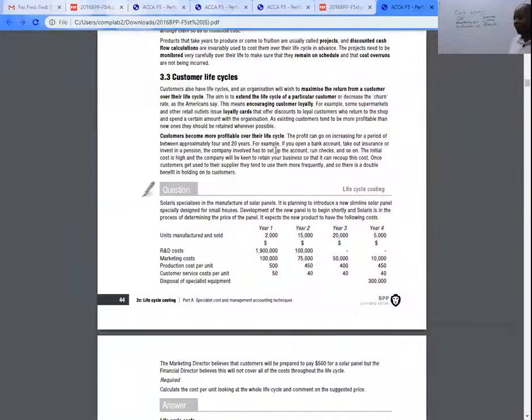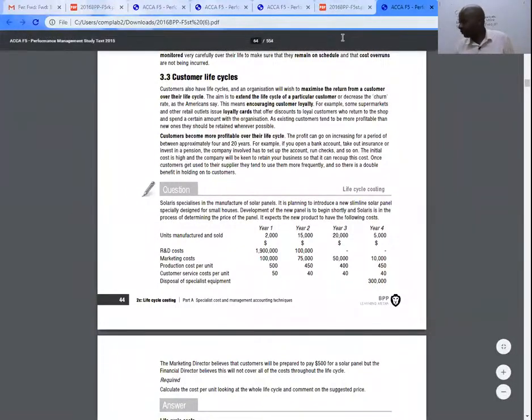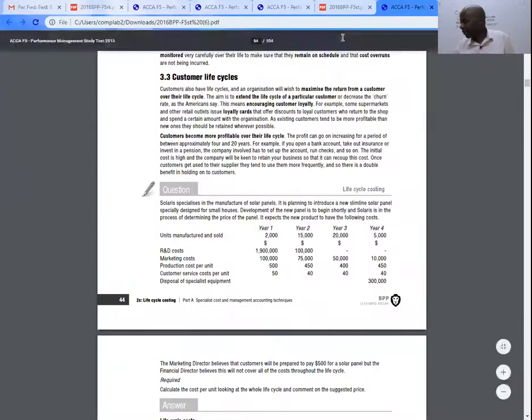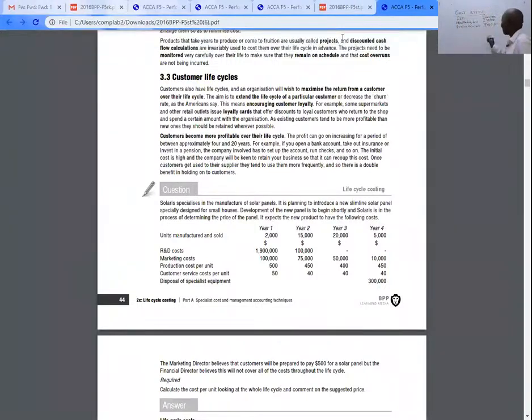So customer service cost, I can see an answer here. 1.7 million. Aurelia seems to be getting this very fast. So 1.7 million. This is the customer service cost. And then the last one, as per the life cycle, is the disposal. Disposal cost.